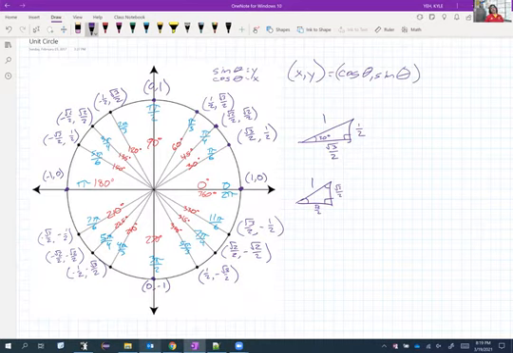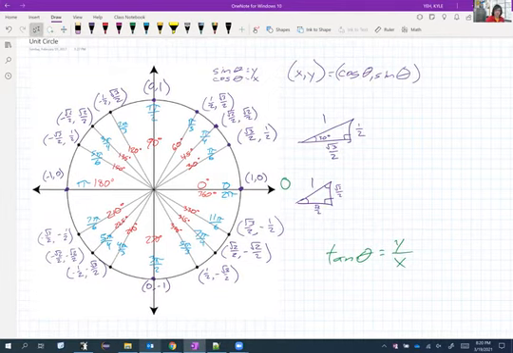Now there's one other thing that I want to put on my unit circle, and that is the tangent values. I'll do these in green. So we know that tan of theta equals y over x. Start with your quadrantal angles. Y over x at 0 degrees, 0 over 1 is just 0.